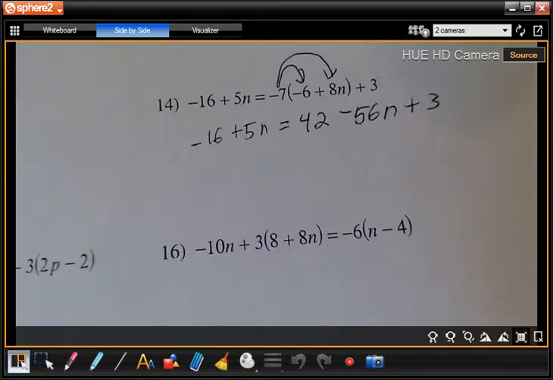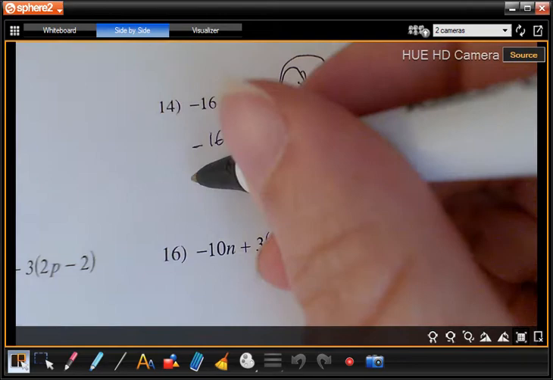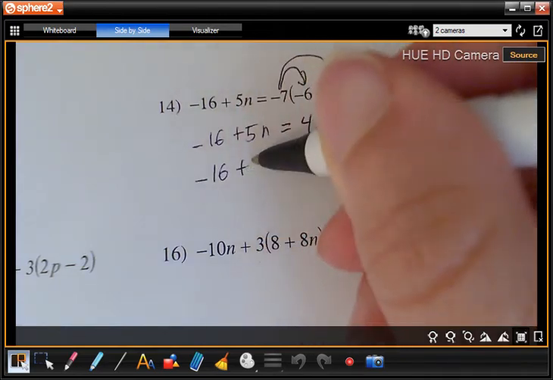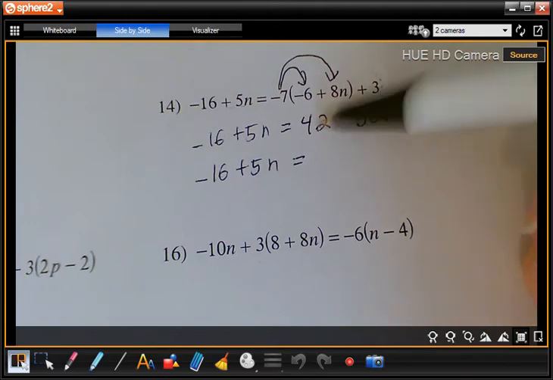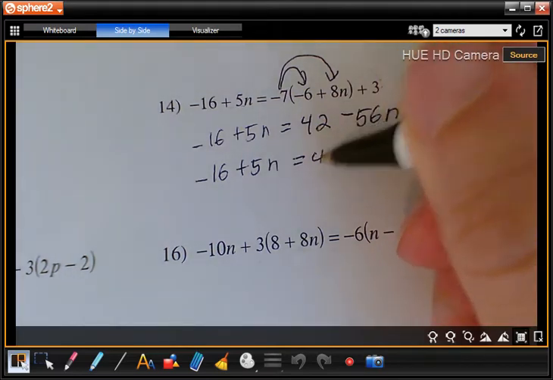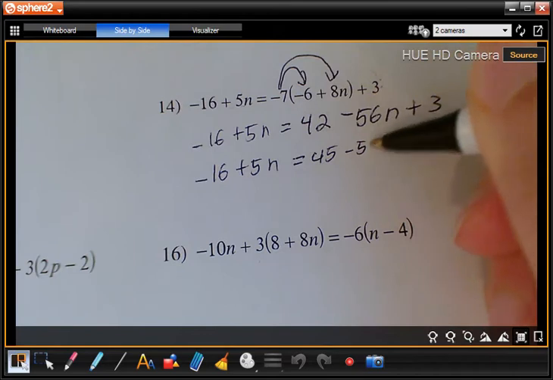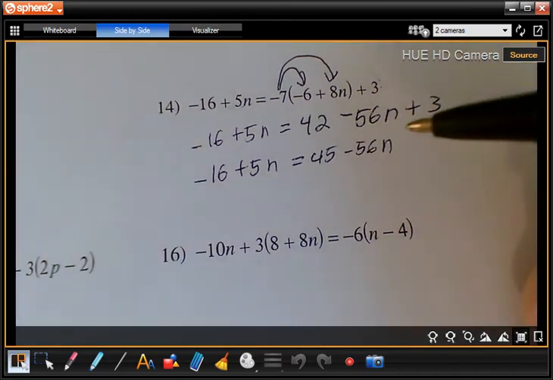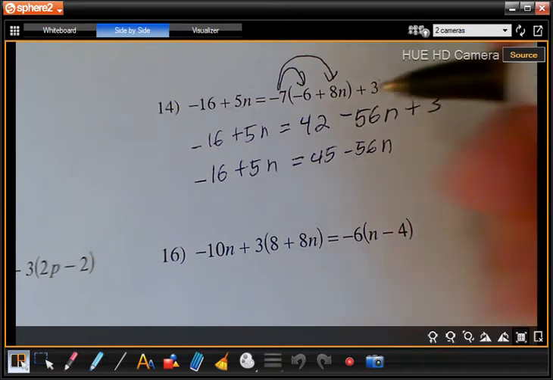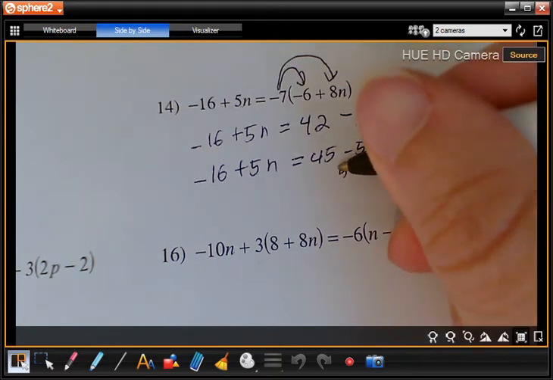Then I'm going to combine like terms. There's nothing that's the same on this side. We bring down that -16 plus 5n. But on this side of the equation, I can put 42 and 3 together, giving me 45 minus 56n. Now I want to get all the n's on one side. So in this case, I am going to add 56n to both sides.